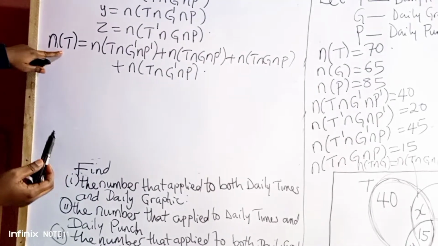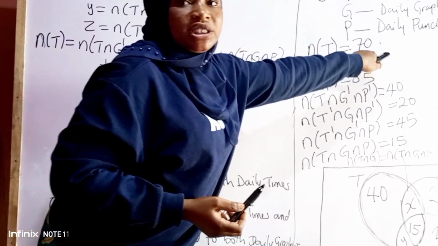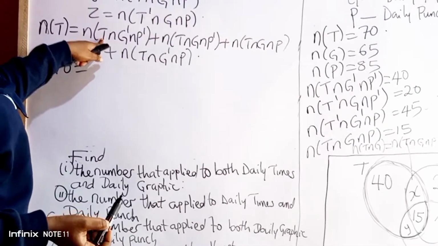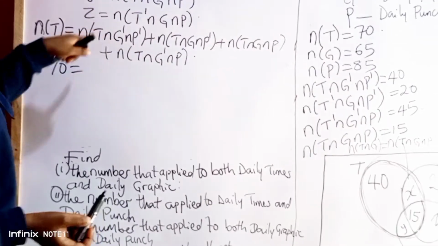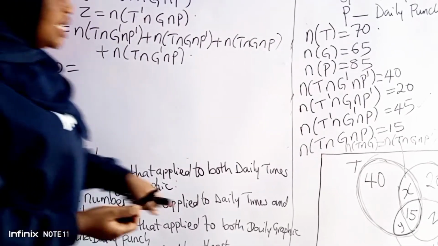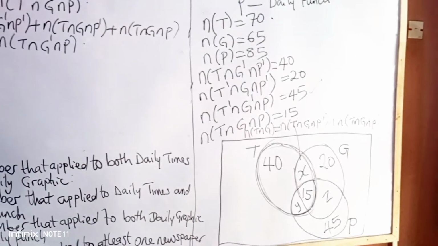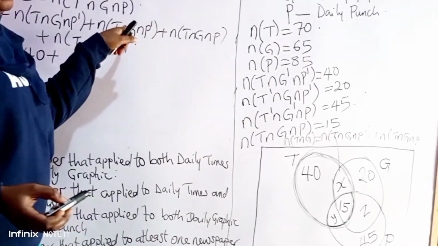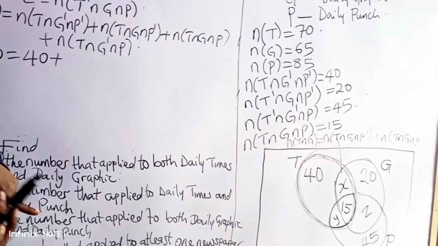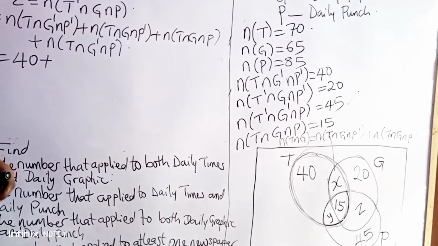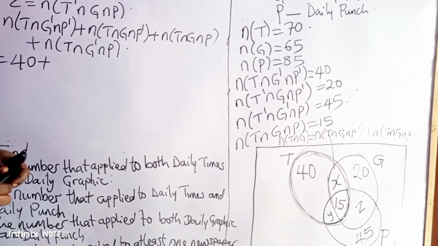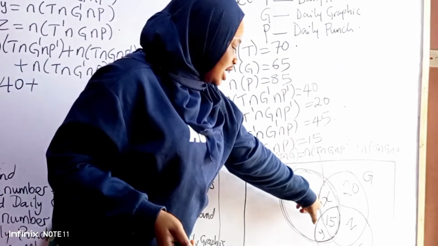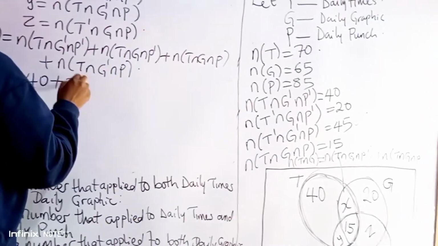So anytime I see cardinality of T, I'm going to put 70 there. So 70 is equal to, what is my cardinality of T, not G and not P? That is cardinality of daily times only. Daily times only is equal to 40. So I will write 40 there. Plus cardinality of daily times and graphics only. What is that? Daily times and graphics only is X. So plus X.